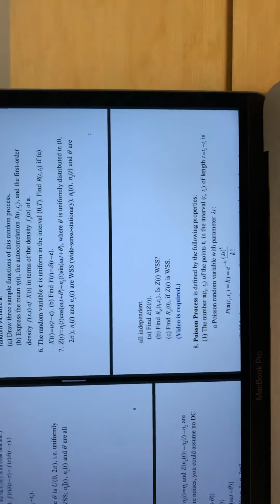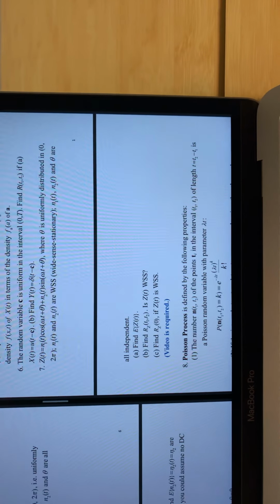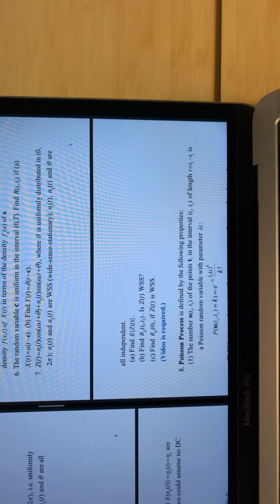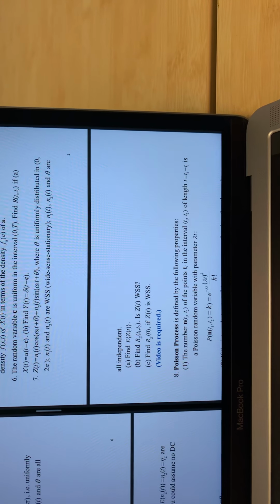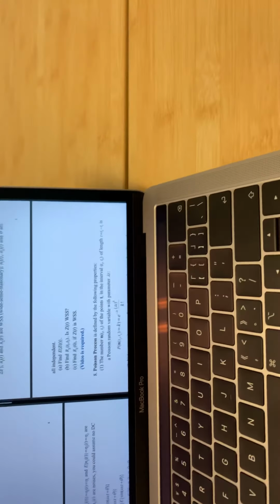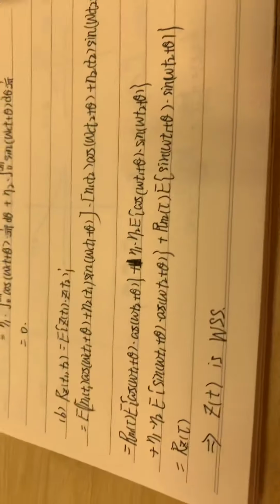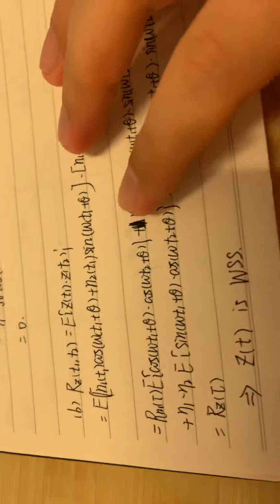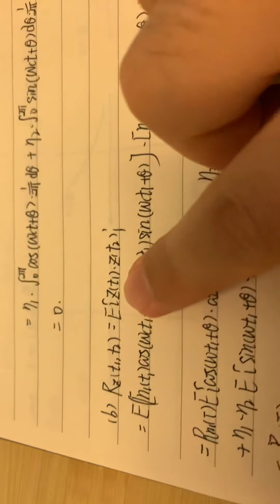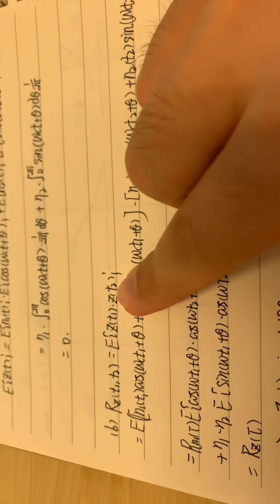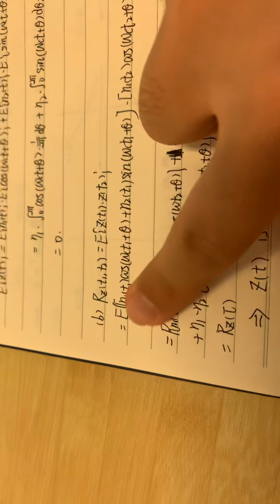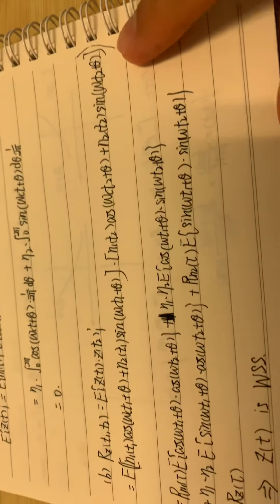Okay, that's quite simple. The second sub-question is we should find R_Z(t1, t2) and determine whether it's WSS, wide-sense stationary. To find R_Z, we should know that R_Z equals the expectation of Z(t1) multiplied by Z(t2). Let's write the whole thing down.